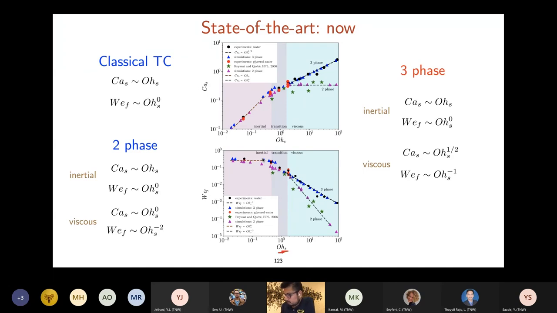If the Ohnesorge number of the surrounding is small enough, then you get this plateau, and so the Weber number remains constant. There are multiple sets of data points over here. In the classical Taylor-Culick, that is the film retracting in a passive medium, the Weber number is constant, and we can recover that when the Ohnesorge number is very small. Then you have two different cases here. I ask you to look only at the case which says three phase. The black circles are the experimental data points from Udalok and Apollov's experiments. Then you have the red data points, again from their experiments. And the blue data points are the simulation results. They fall on top of each other, essentially.